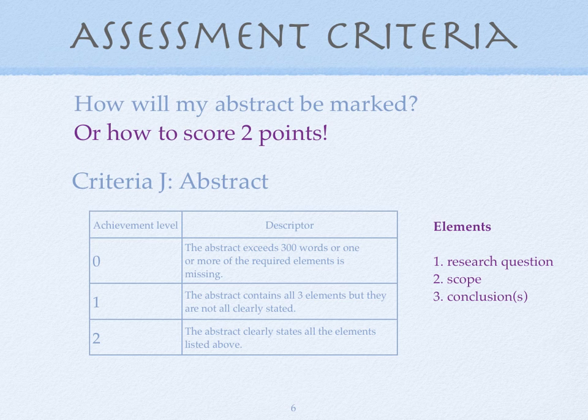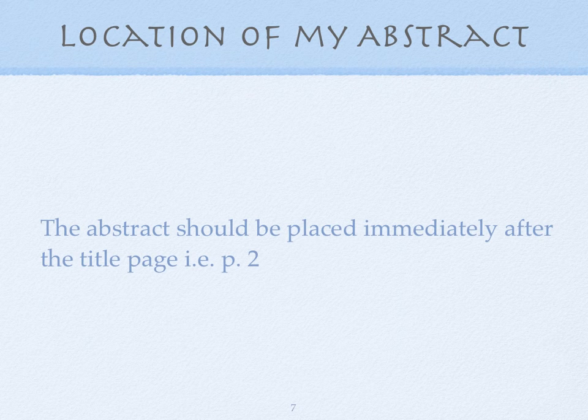Assessment criteria. How will my abstract be marked, or how to score 2 points? The criteria has achievement levels and a descriptor of how to achieve that. And the elements of this are the research question, the scope, and your conclusion or conclusions. Location of my abstract. The abstract should be placed immediately after the title page, i.e. page 2.